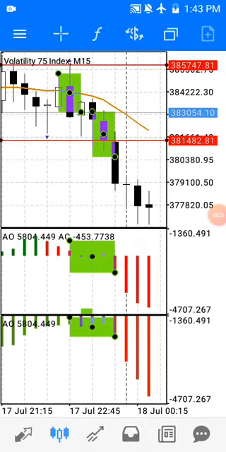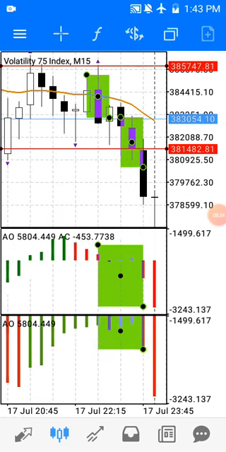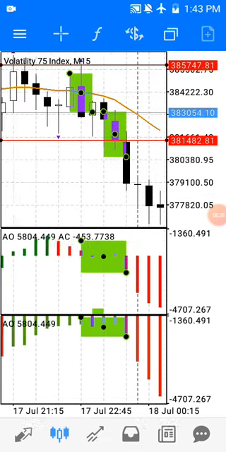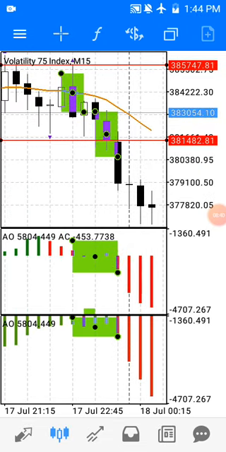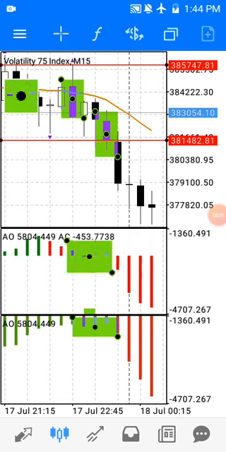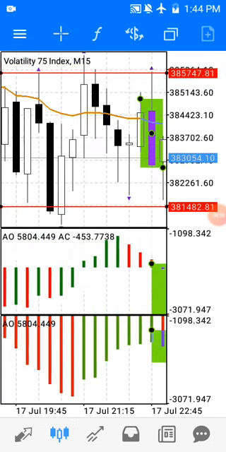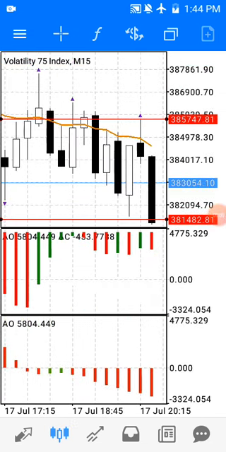Allow the price to close below the 21 EMA. Allow 3 bearish candles to follow the signal bar before you place your trade. Then the confirmation is when you now have 3 red bars here and 3 red bars here directly under the 3 subsequent candles. Let's look for another setup, a bearish setup.